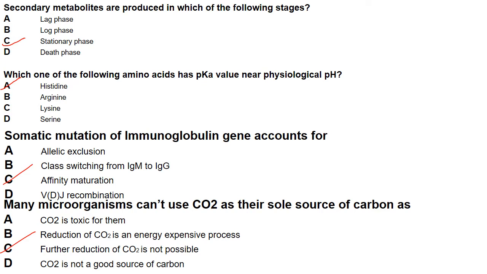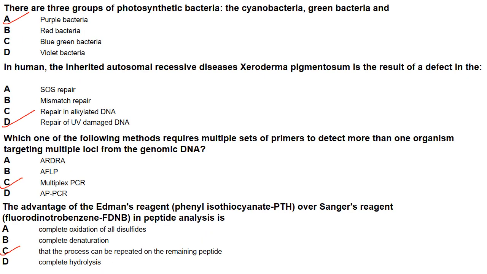Then, many microorganisms can't use carbon dioxide as their sole source of carbon because further reduction of carbon dioxide is not possible. That is why they cannot use carbon dioxide as their sole source of carbon. Then there are three groups of photosynthetic bacteria: the cyanobacteria, green bacteria and purple bacteria. Then in humans, the inherited autosomal recessive disease xeroderma pigmentosum is the result of a defect in? It is the defect in repair of UV damaged DNA.